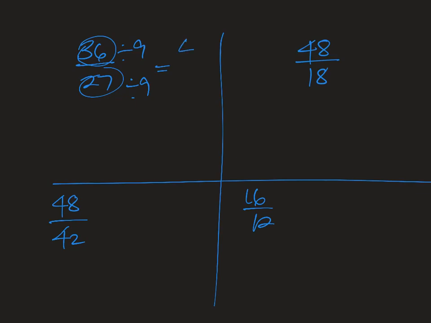36 divided by 9 is 4, and 27 divided by 9 is 3. Notice you get to 4 over 3, and you say, we're done. That's it. So this approach of using the greatest common factor might require you to go a few steps.